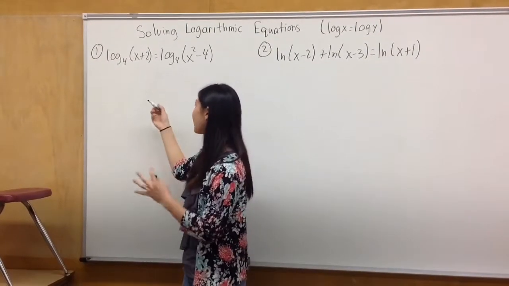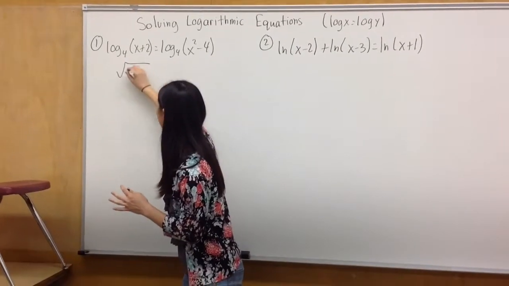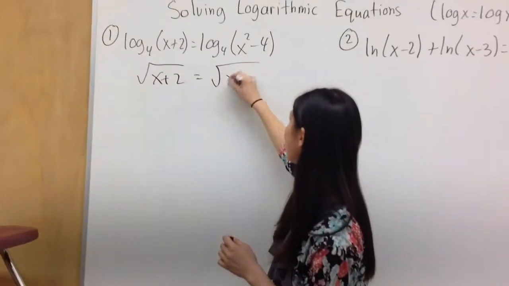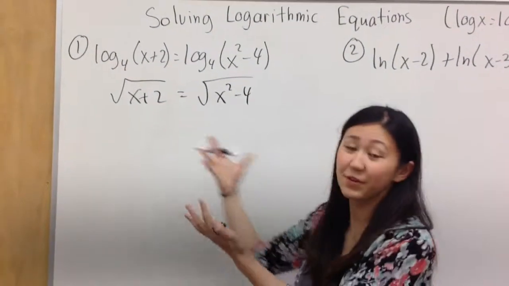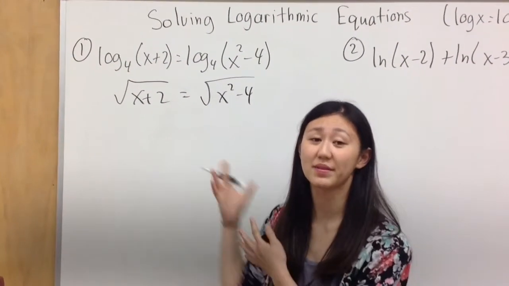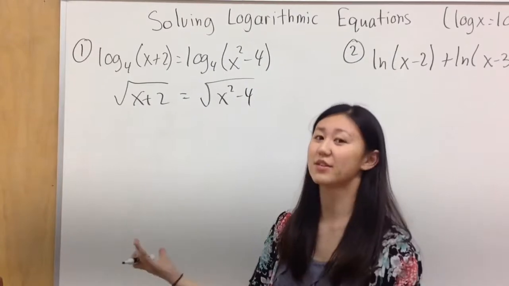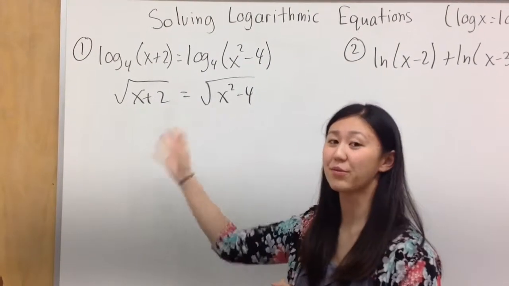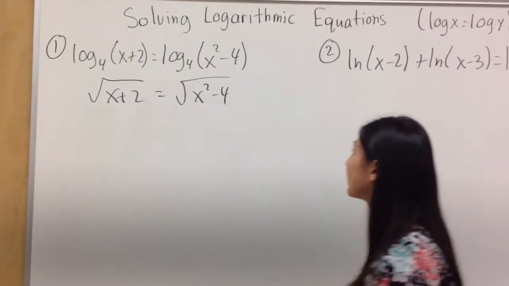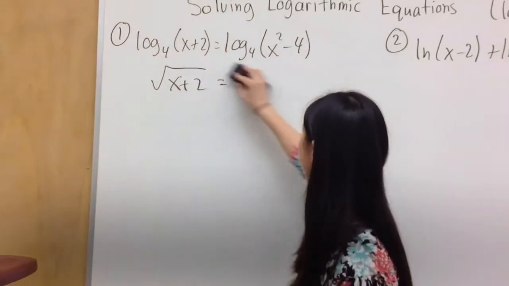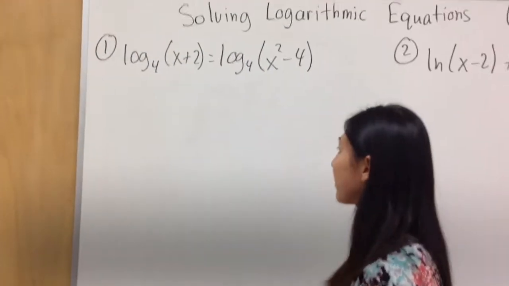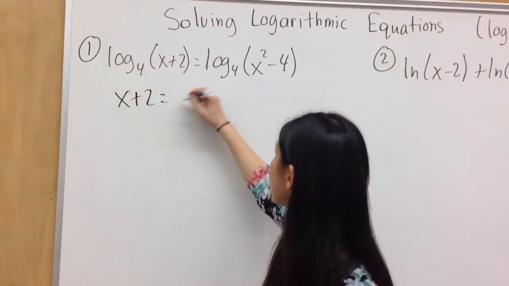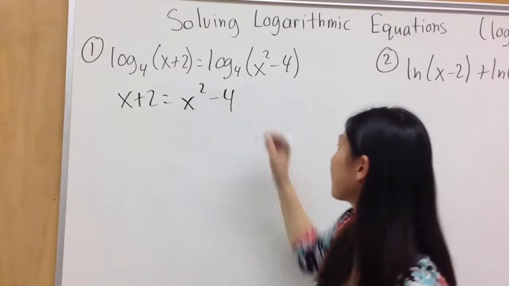So think about it like this. It's kind of like having the square root of x plus 2 is equal to the square root of x squared minus 4. The first thing you're going to do here is you're going to square both sides. So you're basically getting rid of the square root as the first thing you do. Same thing here. We're just going to get rid of the logs on both sides. So we have x plus 2 equals x squared minus 4.